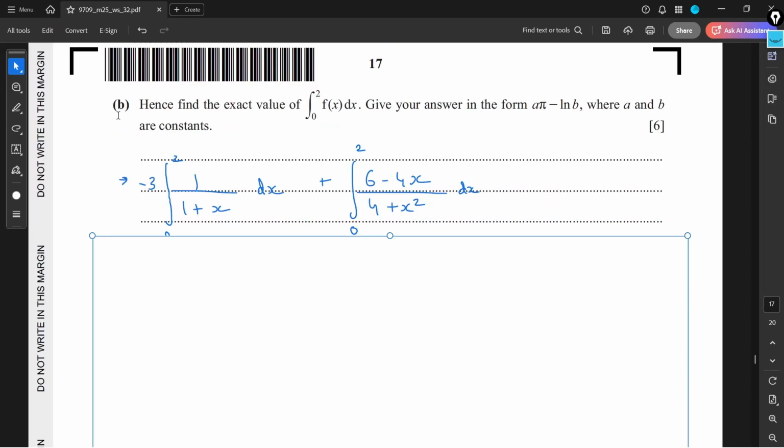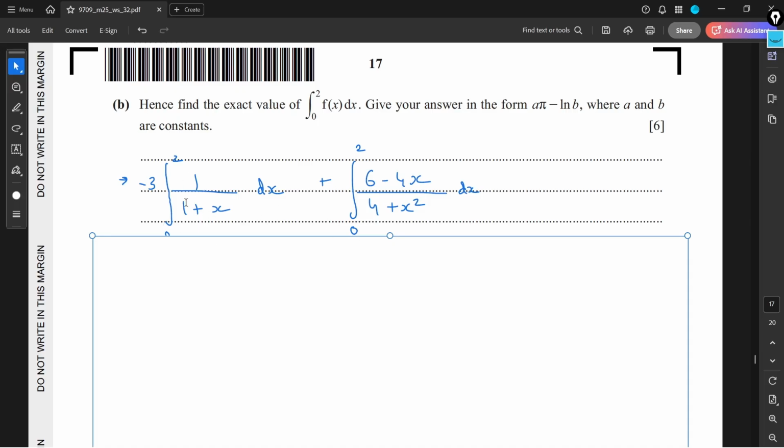And now for the last part, we are asked to find the exact value of the function, or I should say the integration of the function from 0 to 2, giving our final answer in the format of a pi minus ln b, where a and b are both constants. So now I know that because I have expressed my function in the format of a partial fraction, I can easily integrate. And that is what I have copied from the previous part, and I'm starting to integrate both the sides.